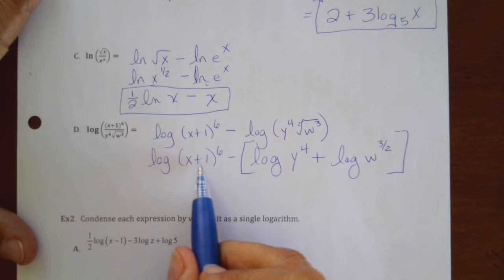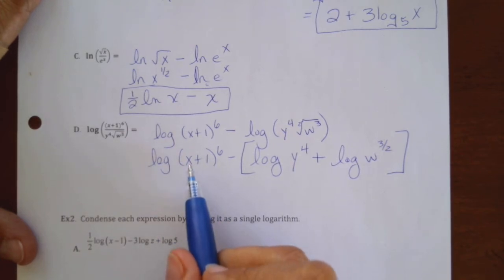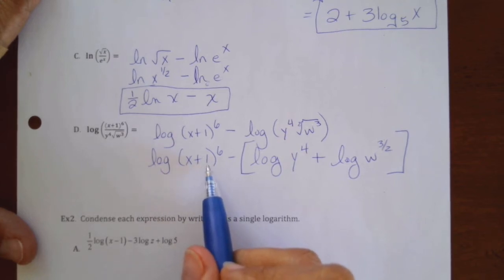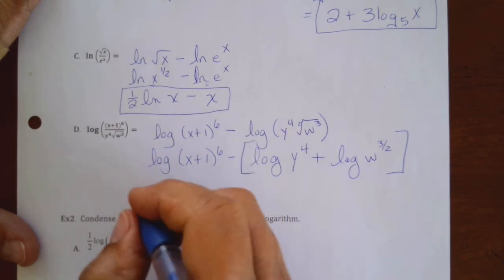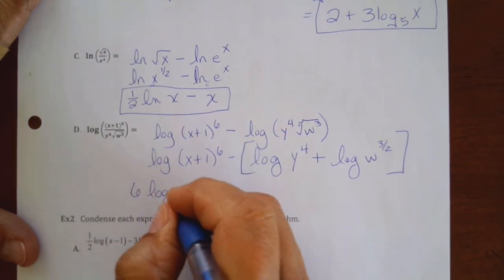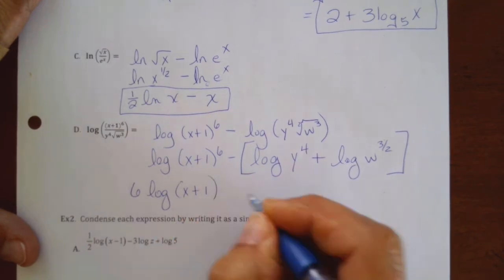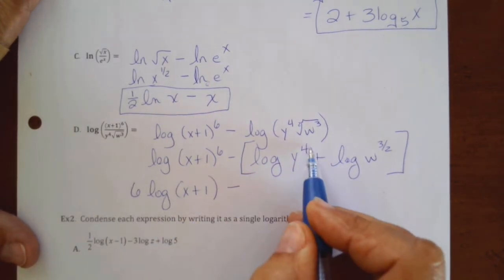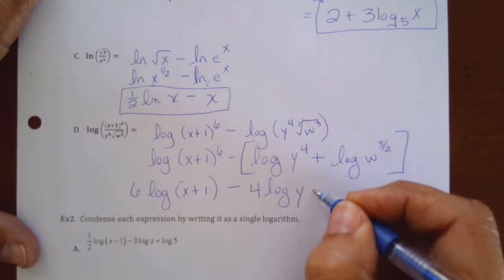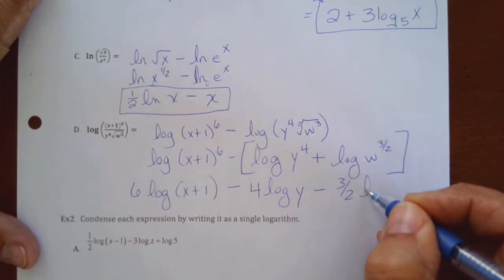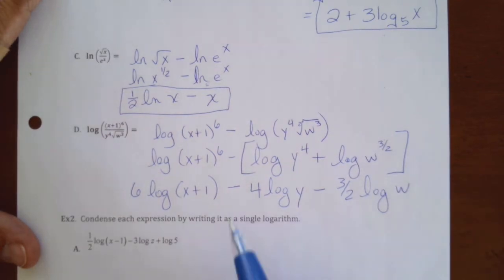Now, this x plus 1 is just one term, okay? So you can't break that up anymore. Remember, for addition or subtraction, you have to have a log for each to condense it to multiplying. So this can't be done, and this is already simplified. So all I can do is bring the 6 out front of that log, okay? Minus, I can bring the 4 out front of this log, and I can bring the 3/2 in front of that log. Okay, and I distributed the minus sign through both of those.